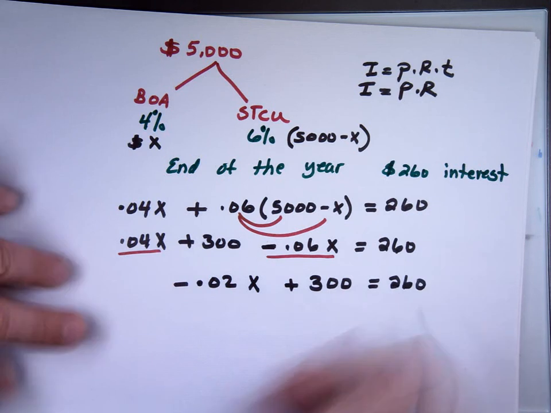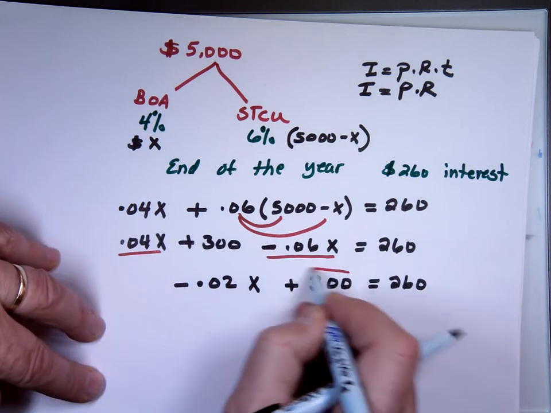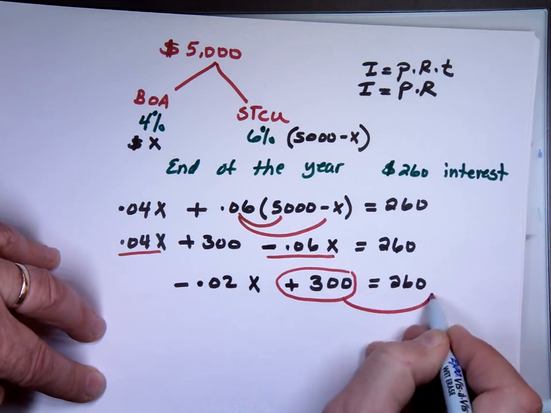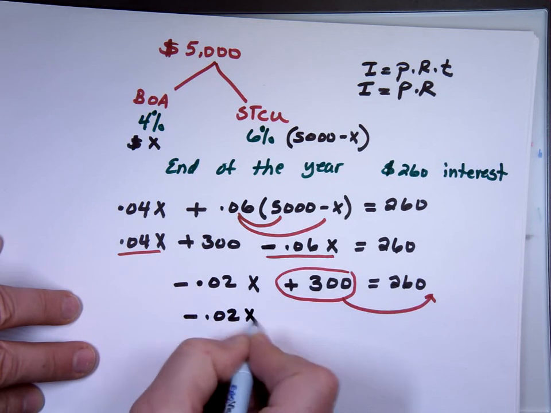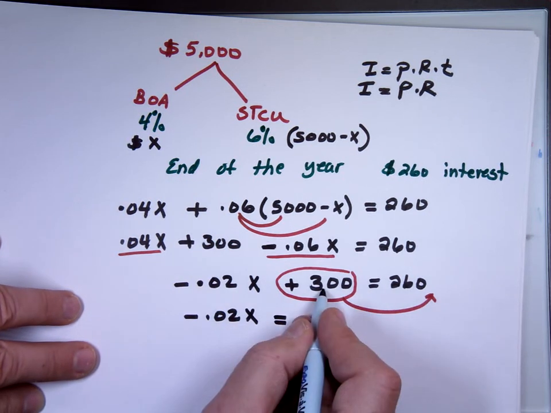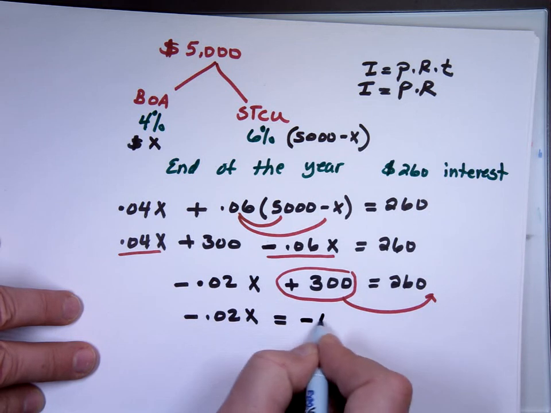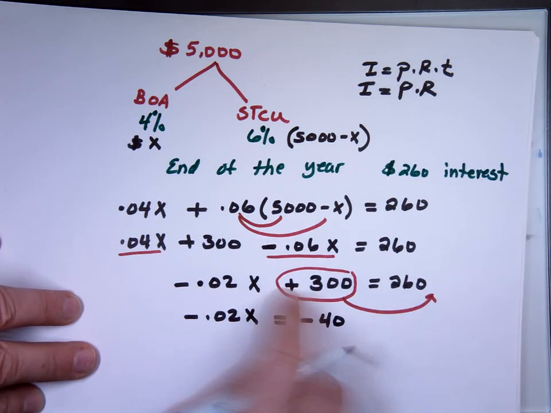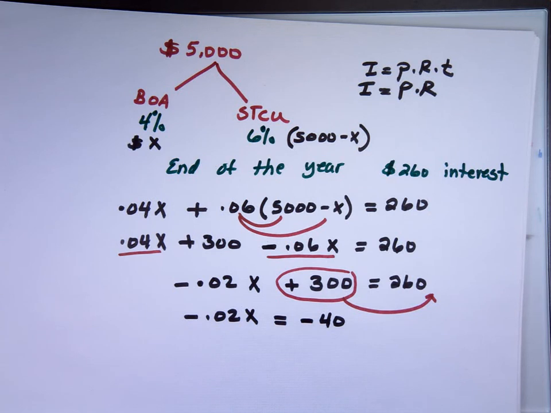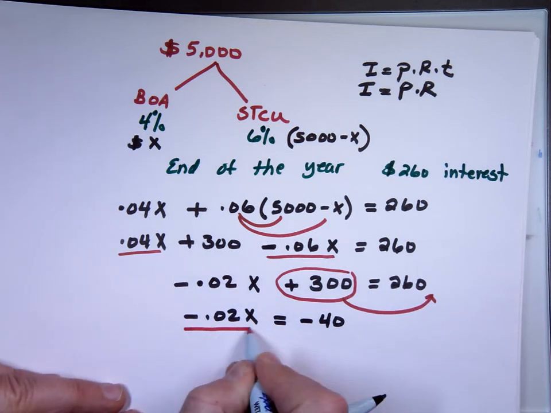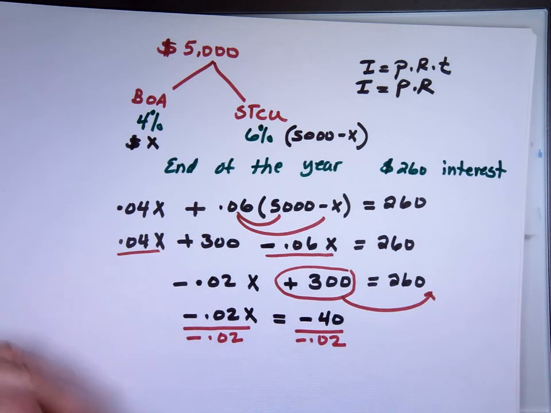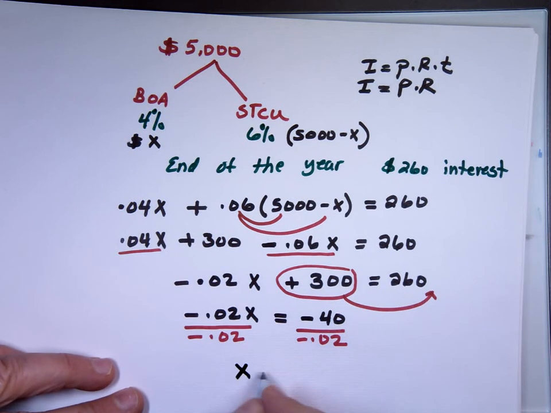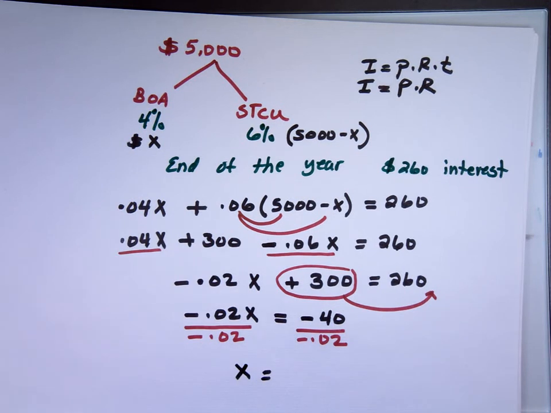Rules don't change. All the x's on one side, all the numbers on the opposite side. Take this one there. It comes in negative. 260 minus 300 is negative 40. Now to solve for x, we're going to divide by negative 0.02. A negative divided by a negative is always a positive. What is 40 divided by 0.02? $2,000.